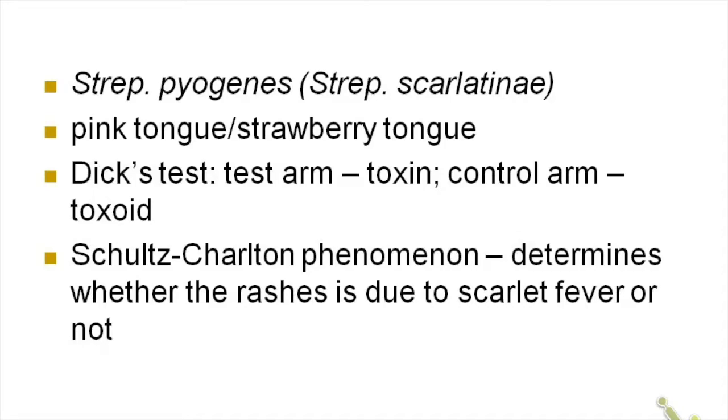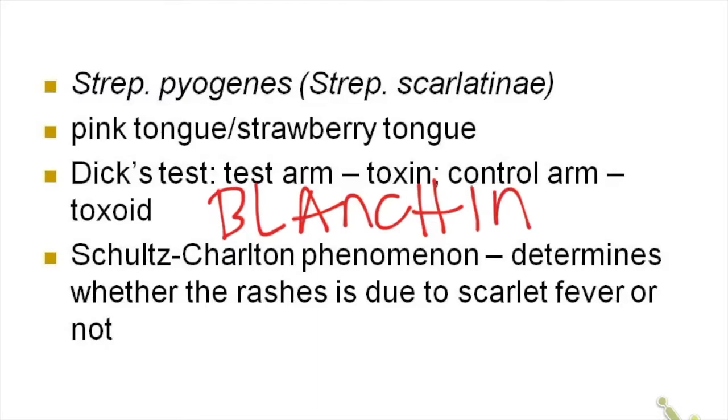So, another one is the Schultz-Charlton phenomenon. Why is it important? The Schultz-Charlton phenomenon is also known as the blanching phenomenon. If a person's skin is red already, there are many reasons why the skin has rashes. It could be caused by parvovirus, the B19 virus, the fifth disease.